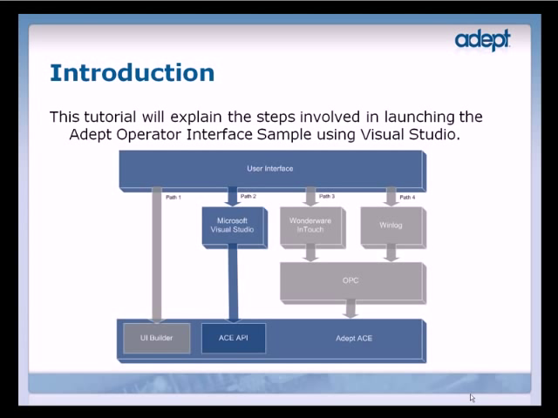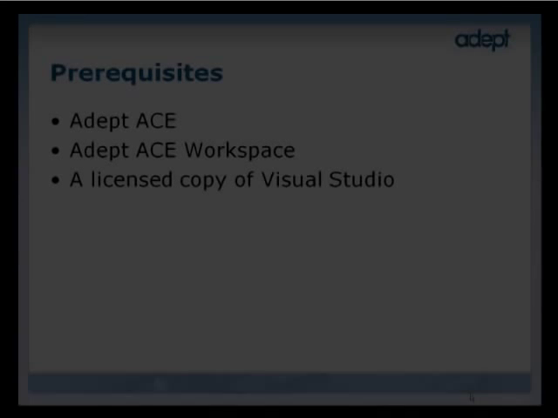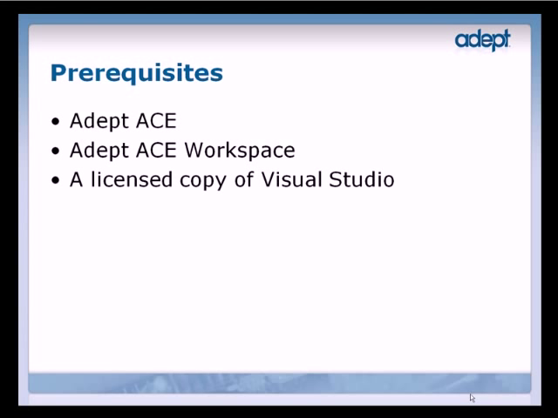Hello, this tutorial will step through the process of creating a sample operator interface using Visual Studio. To successfully complete this tutorial, you need to have Adept ACE installed on your PC. You also need to create a workspace which will contain the data that needs to be accessed by the interface. To debug and run the interface project, you need to have a licensed copy of Visual Studio.